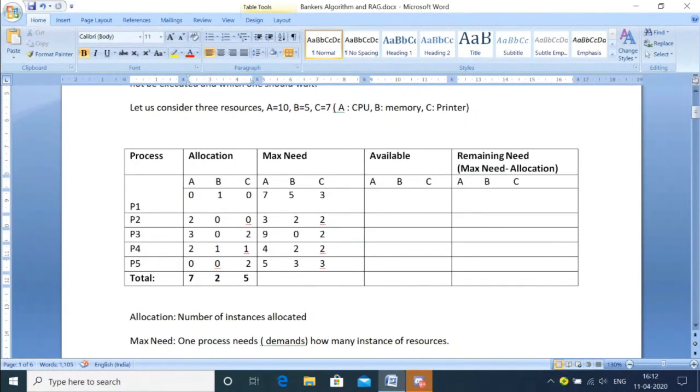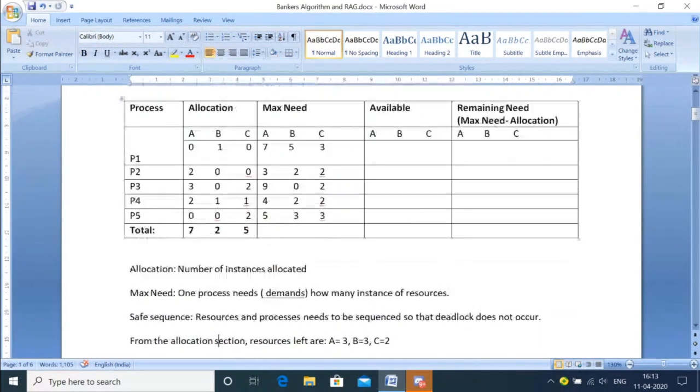So how much is remaining? 10 minus 7 for A is how much? 3. That means A has 3 instances remaining. Then for B, I subtract the allocated from the total: 5 minus 2 is 3. Then 7 minus 5: the total instances left for C is 2. In that way.